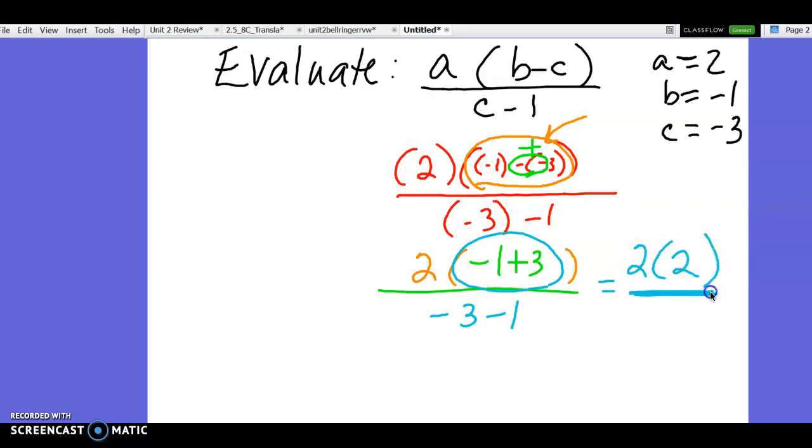Now I can simplify the bottom. Negative 3 minus 1 is negative 4. 2 times 2 is 4. So I have 4 over negative 4. And don't leave your answer like that. Actually divide that out. Your answer would be negative 1.